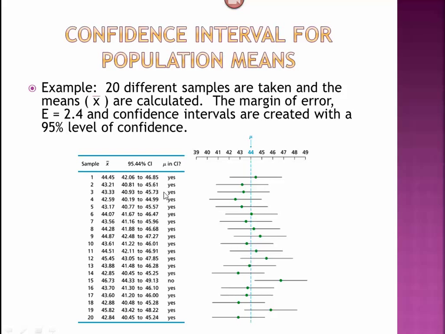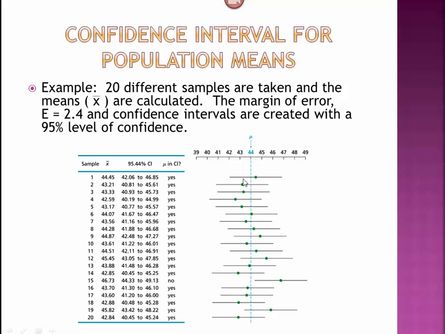Here we can see that the true mean of the population was 44, and that stays consistent throughout all my samples. That's not going to change. And all the green dots here represent our point estimates. We see that our point estimates, our x bars, are kind of all over the place, but they're basically centered around the mean, 44.